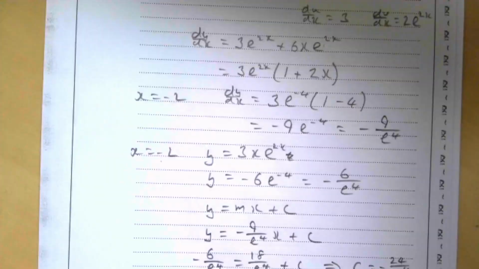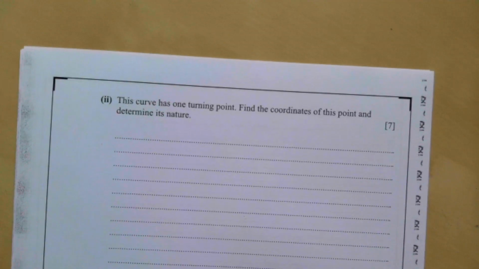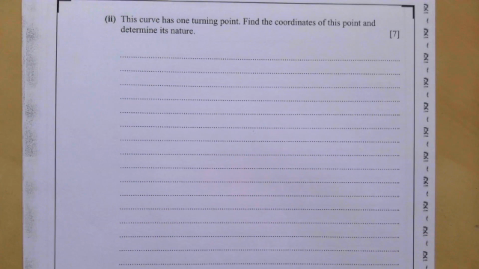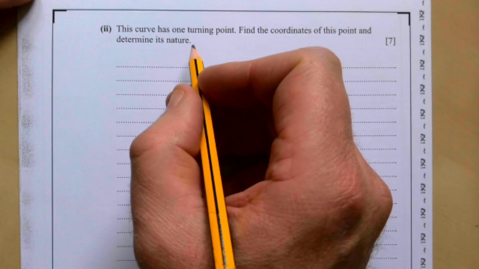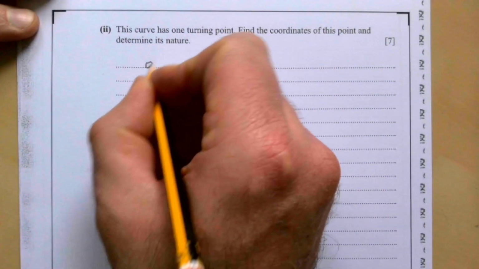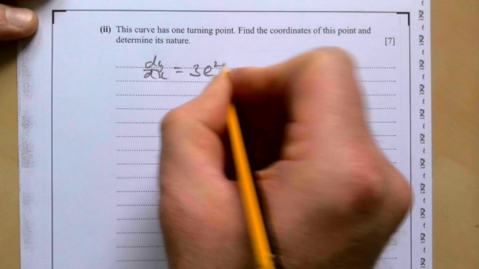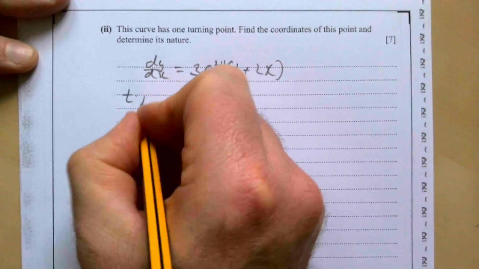Let's take a wee look then at part 2. This curve has one turning point. Find the coordinates of this point and determine its nature. Okay, so to find the turning point, we obviously put dy by dx equal to 0, and my dy by dx, as we know from the previous part, we'd written that as 3e to the 2x upon 1 plus 2x.